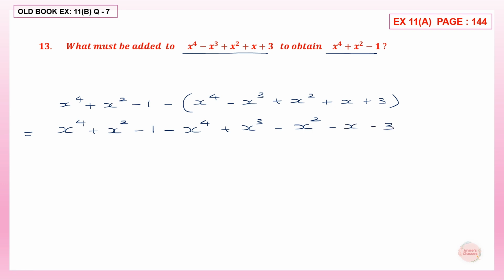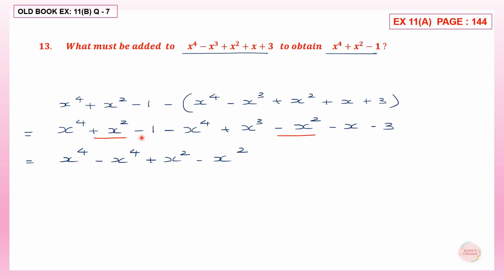Now the next step is arranging the like terms together. So here we have x to the power of 4. Do we have another x to the power of 4? Yes, here we have minus x to the power of 4. So let's write these together. So this becomes x to the power of 4 minus x to the power of 4. Then we have x to the power of 2. Do we have? Yes, here also we have minus x to the power of 2. So plus x to the power of 2. Here we have this, and here we have minus x to the power of 2. So minus x to the power of 2.